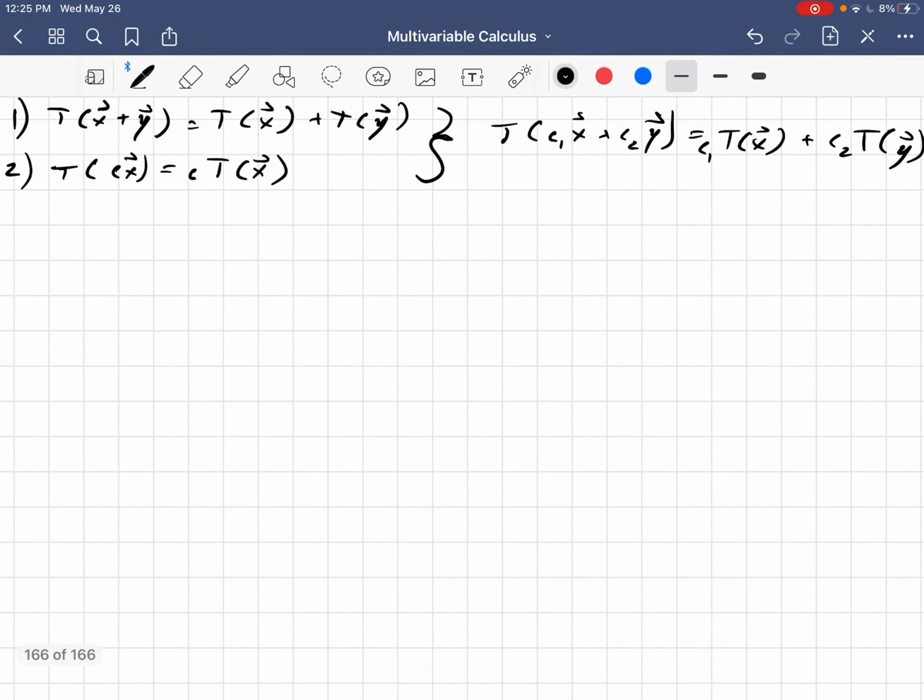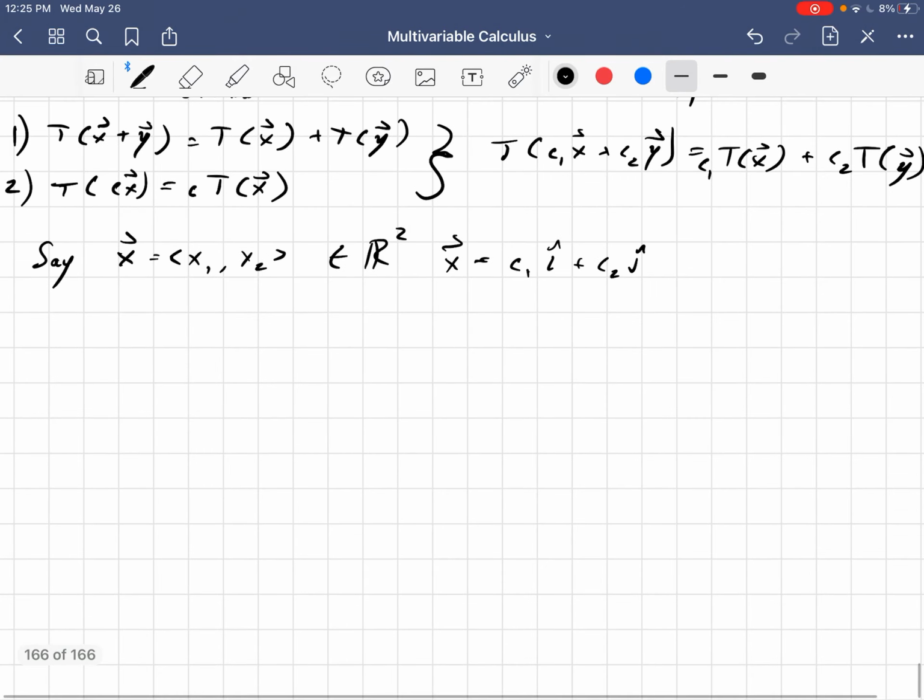Namely, since we know that any vector, say we're dealing in two dimensions, any vector in R2 can be written as a linear combination of our standard basis vectors. So in other words, say that the vector x, which has components, say, x1, x2, is in R2. That means that x can be written as some constant times i hat plus some other constant times j hat. And so what this means now is that if we know what the linear transformation does to the two standard basis vectors, then we know what it does to any other vector in space, right?